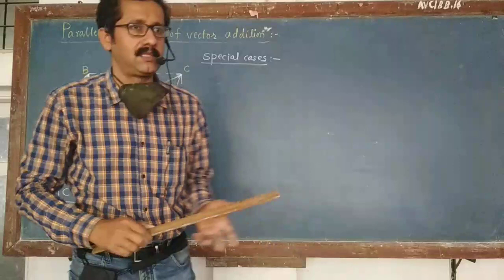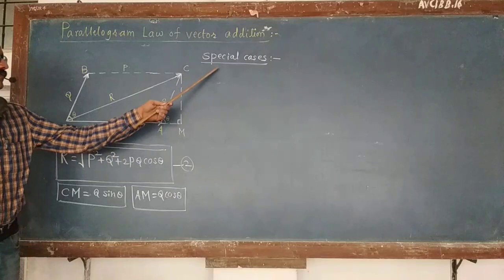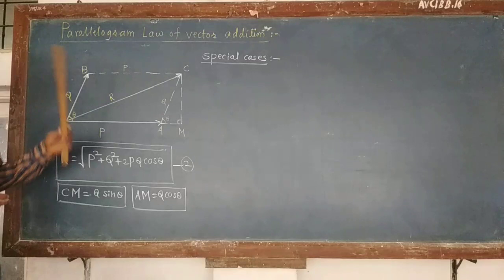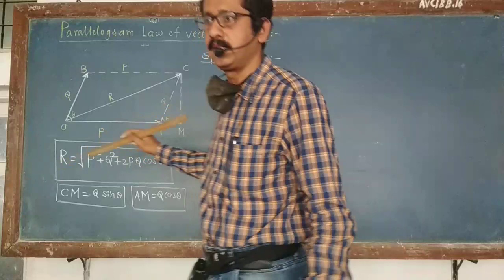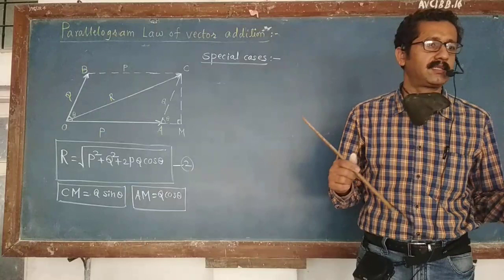Now we are going to the special cases of this parallelogram law of vector addition. What do I mean by parallelogram law and its special cases? Rather, the law is already proved. Whether this particular equation which we have derived is giving us the correct result, because it's a general case, we try to find whether the special cases are right. What do I understand by special cases?